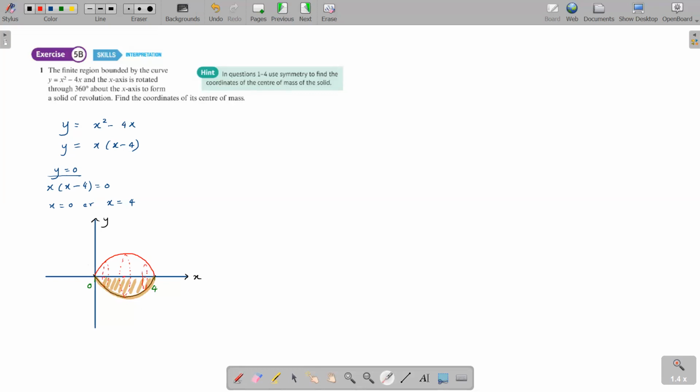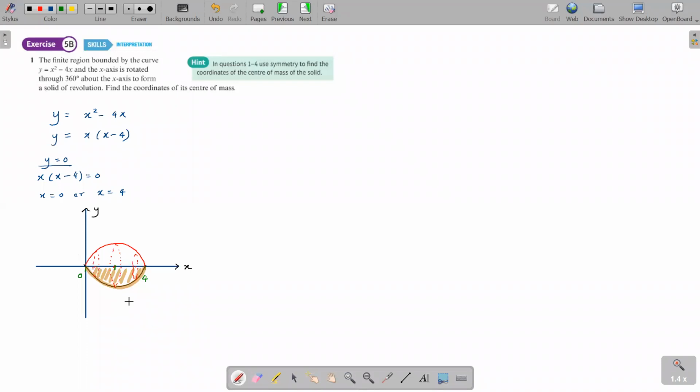All right, guys. So they're asking you to find the center of mass without using any integration, simply to use the symmetry. So what's the answer? Clearly through symmetry, the center of mass is going to be at 2 comma 0. Okay, guys, the center of mass will be at 2 comma 0. So you don't need to use any integration here.